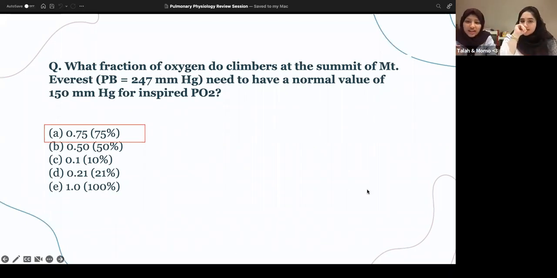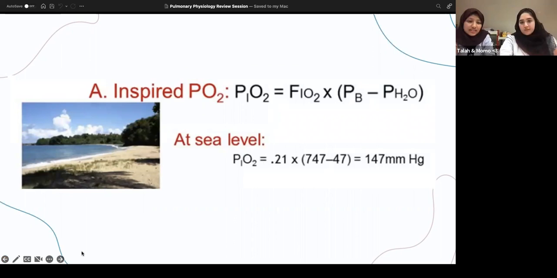So you would use the same formula as the one I explained here. There are two formulas. You put in the values and switch it around. So PiO2, as they said in the question, was 150. We put 150 here, and that is equal to what we want to find, the FiO2.